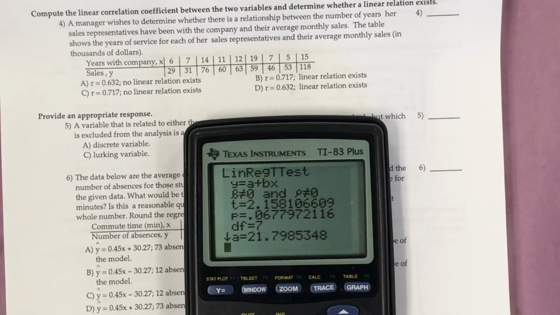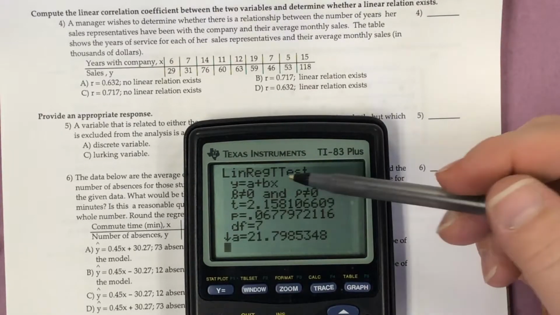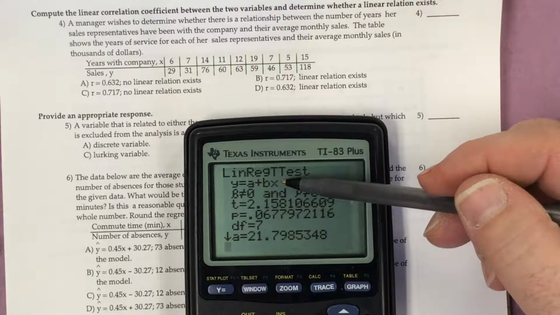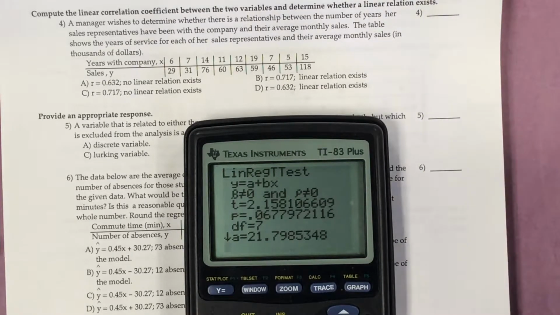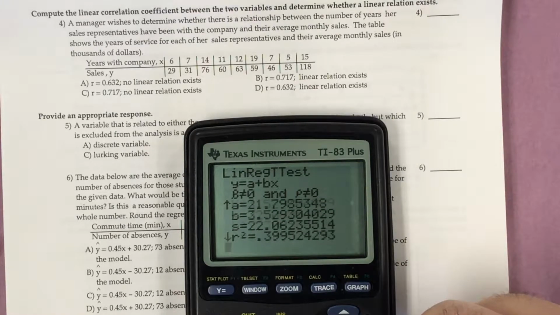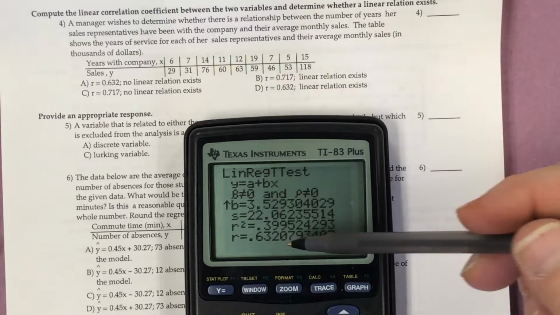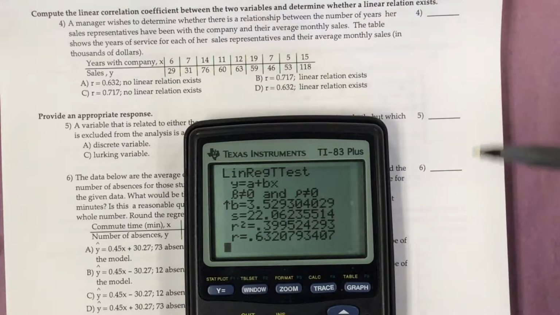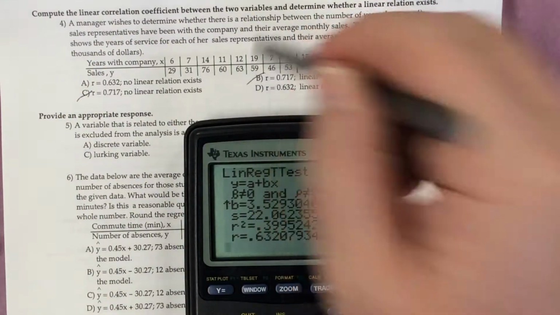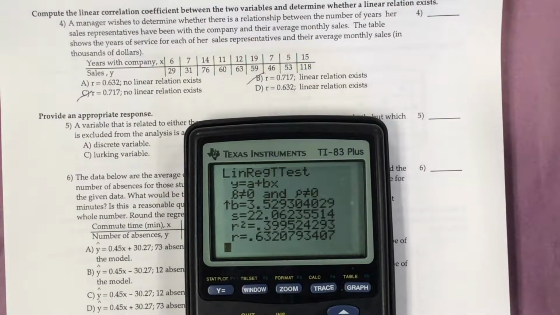There's two bits of information that you want to get from here. You're going to see the equation written in a bit of a different form than you do for the one under calculate. Let's go down here and find the r value. And if we arrow down, we'll find that the r value is equal to 0.632, which seems to correspond with choices A and D. So it looks like we could cross choices C and B off automatically.